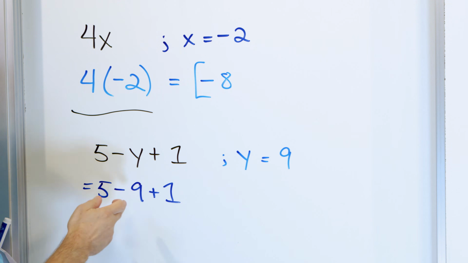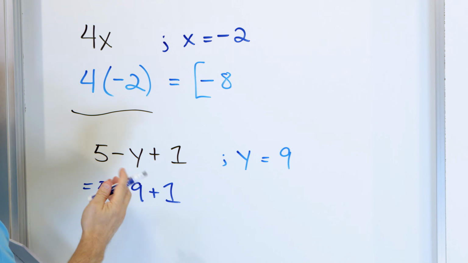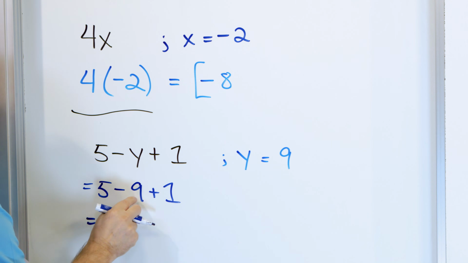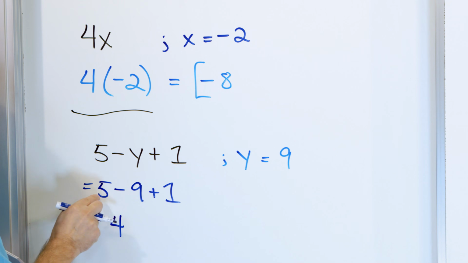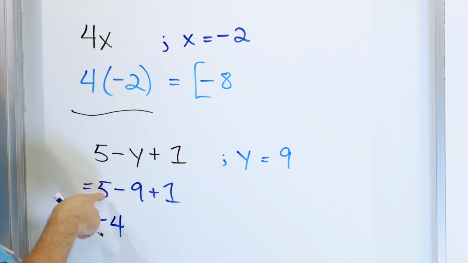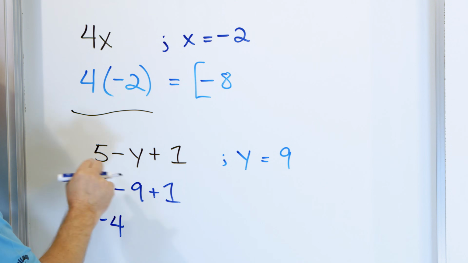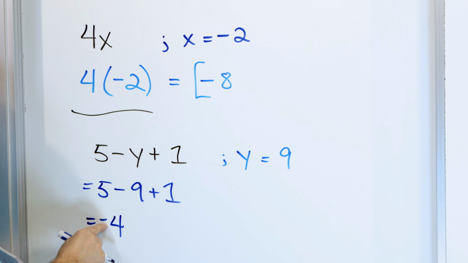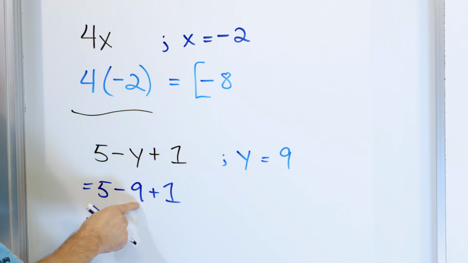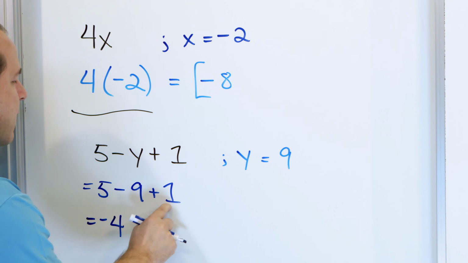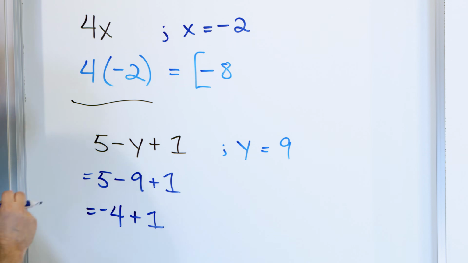And what you're going to do is subtract these numbers. 9 minus 5 is going to be 4, and the sign goes with the larger absolute value. This positive 5 has an absolute value of 5. The -9 has a larger absolute value, so you subtract the numbers and the sign goes with the larger absolute value. So 5 minus 9 comes out to -4, but we still have to add this 1 to it.